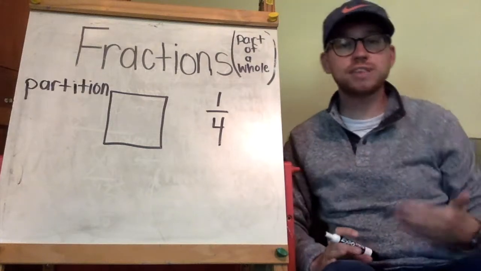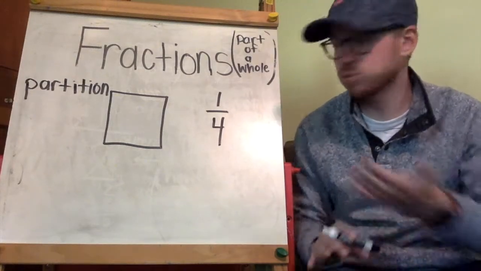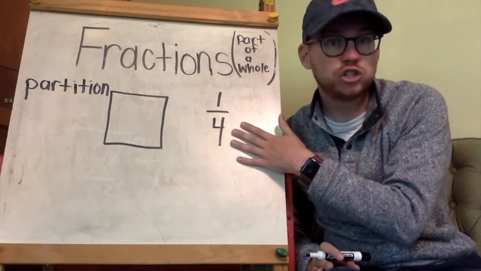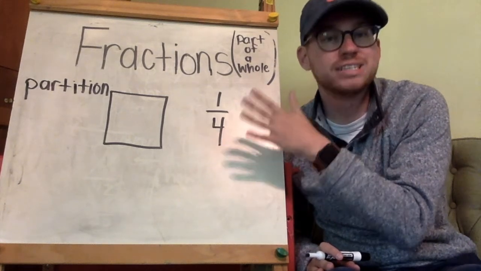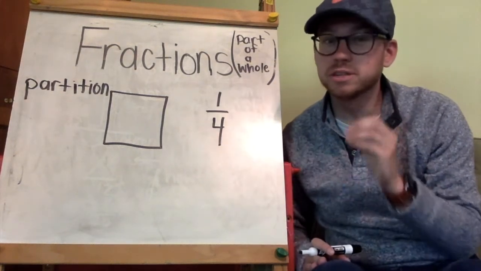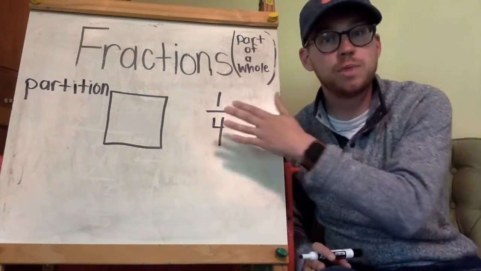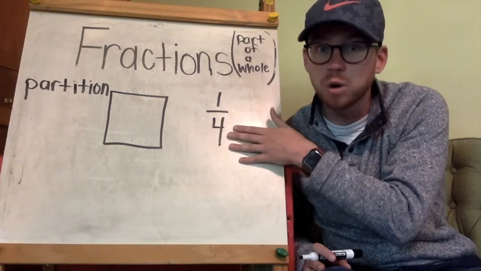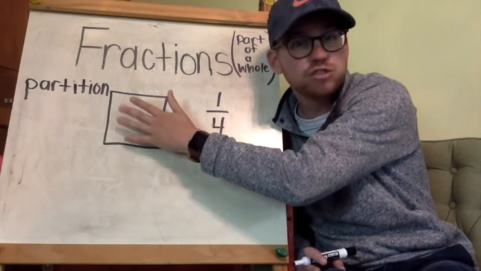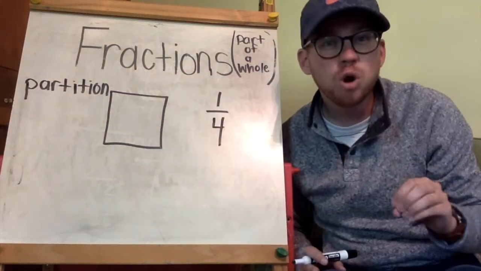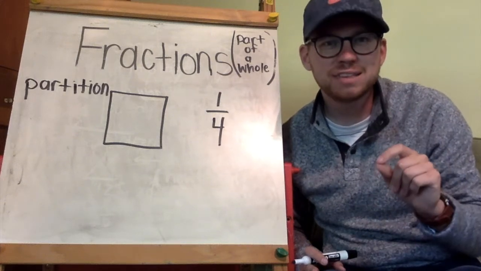So the first thing we're going to do whenever we partition a shape is we're going to look at the fraction and we're going to determine what the denominator is, because remember, the denominator is the number of total pieces we're going to have. So in this case, the denominator is 4. So I'm going to have to break this square into 4 equal pieces.